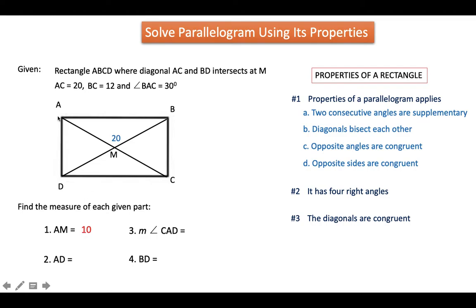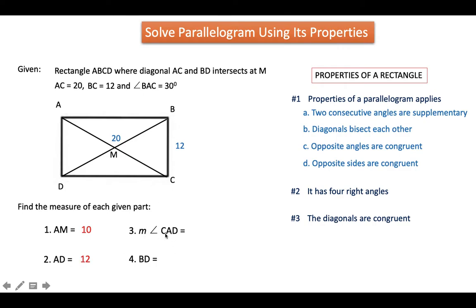For AD, what we know here is since BC is equal to 12, it follows that AD is also 12. Why? Because BC and AD are opposite sides. And according to one of the properties of a rectangle, opposite sides are congruent. So it means they have the same measure. So if BC is 12, AD is also 12.